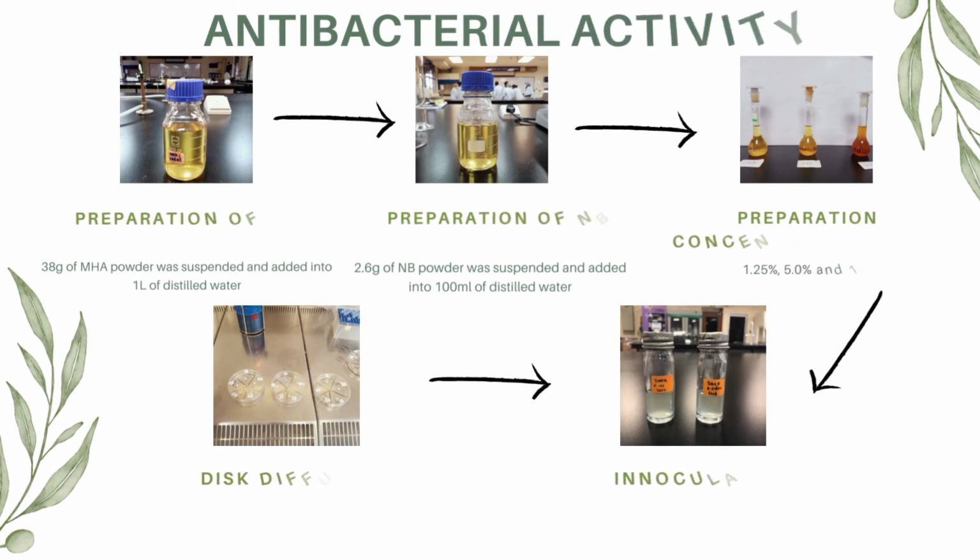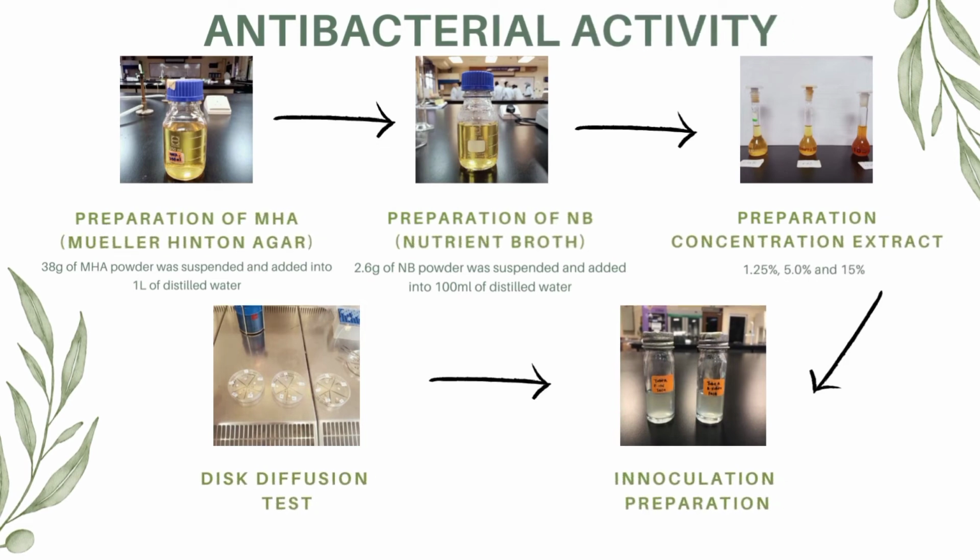For antibacterial activity, starting with the preparation of MHA, 38 grams of MHA powder was suspended and added into 1 liter of distilled water, stirred and autoclaved. Then, the MHA solution was poured into each agar plate and stored, followed by preparation of nutrient broth. 2.6 grams of NB powder was suspended and added into 100 ml of distilled water, heated a while, and 10 ml was dispensed into each universal bottle, autoclaved and stored.